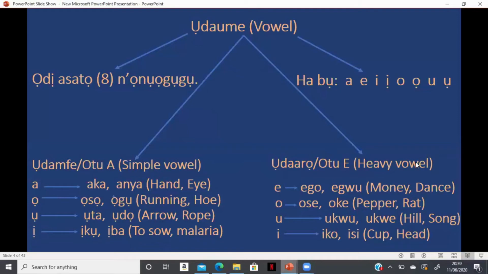Under the heavy vowel, we have E, Ego, Egu, and the meaning is also written in English language. O, Ose, Oke, U, Ugu, Ukwe, I, Iko, Isi.